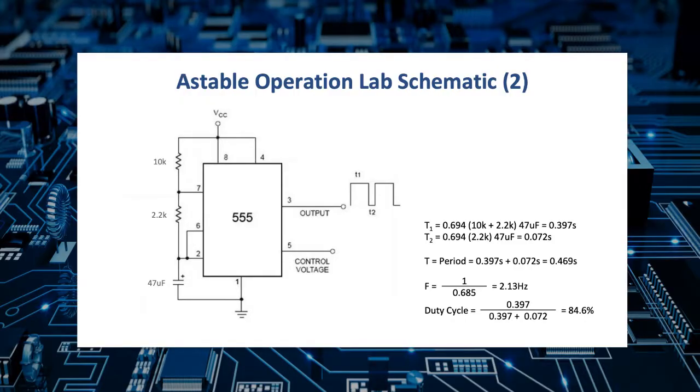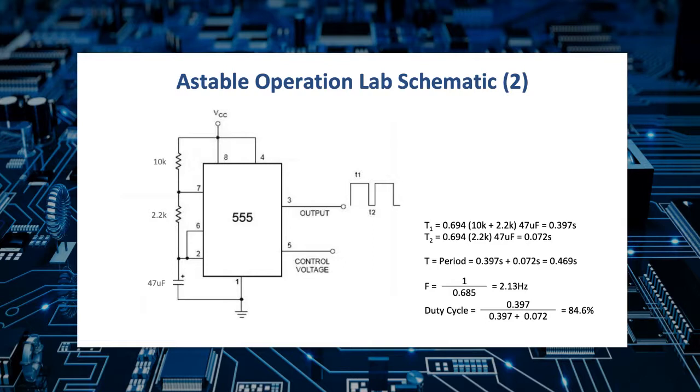Now let's change the resistor values. So now we're going to switch to a 10K resistor and a 2.2K resistor. In this case, we've made R1 larger than R2, so we're going to end up with a pretty different high time versus low time, or a very high duty cycle. We're still using the same 47 microfarad capacitor. So if we look at the pulse train now and do our calculations, we'll get that T1 is going to be equal to about 0.4 seconds, pretty close, 0.397. And then T2 is going to be equal to about 0.07 seconds.